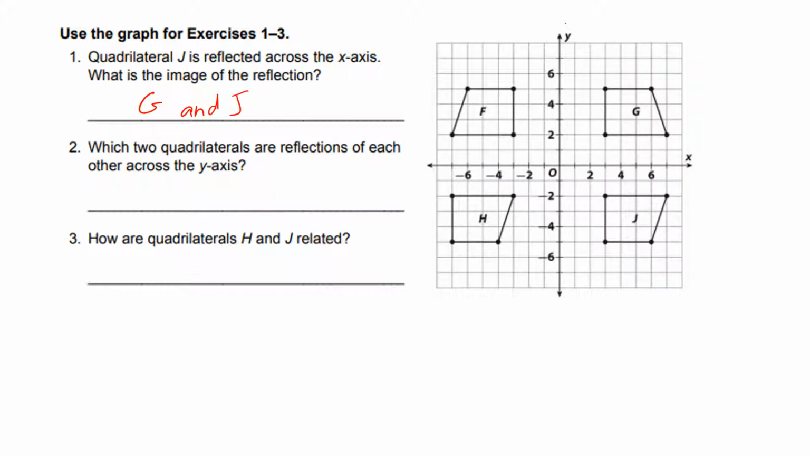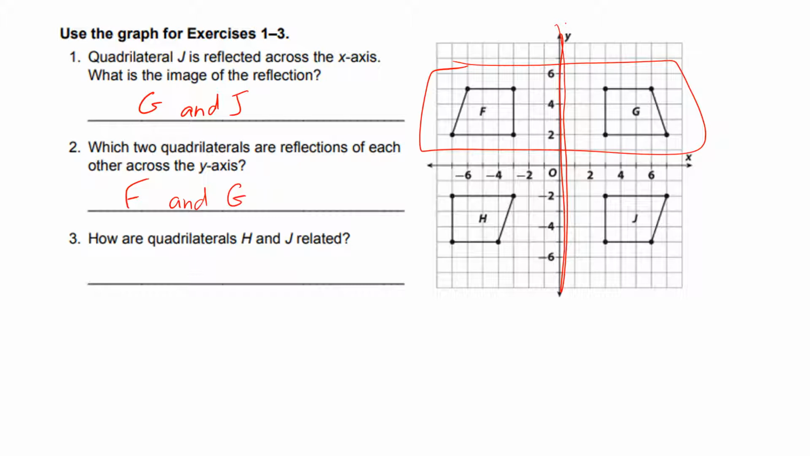Which two quadrilaterals are reflections of each other on the y-axis? So I'm now looking at this, and which two look like they're mirror images of each other? That's quadrilaterals F and G. There we go.